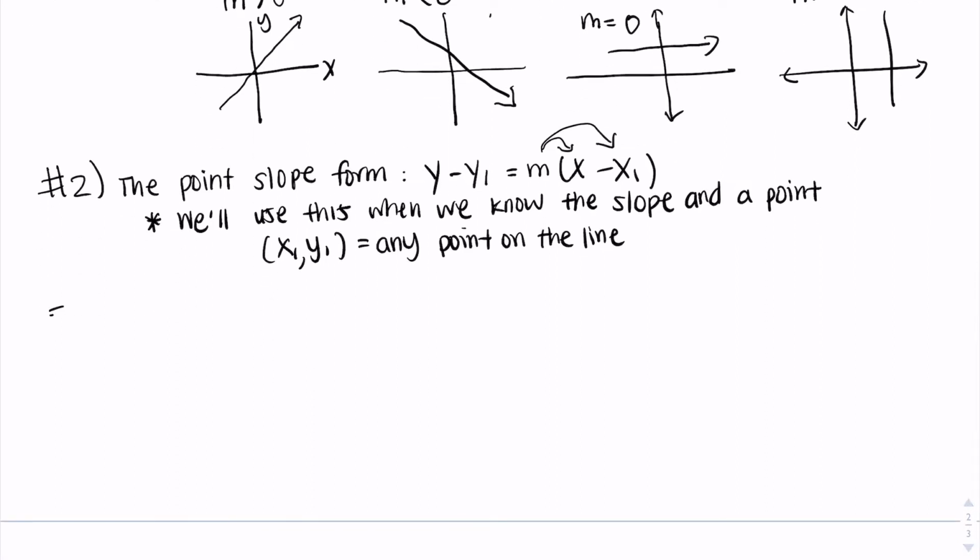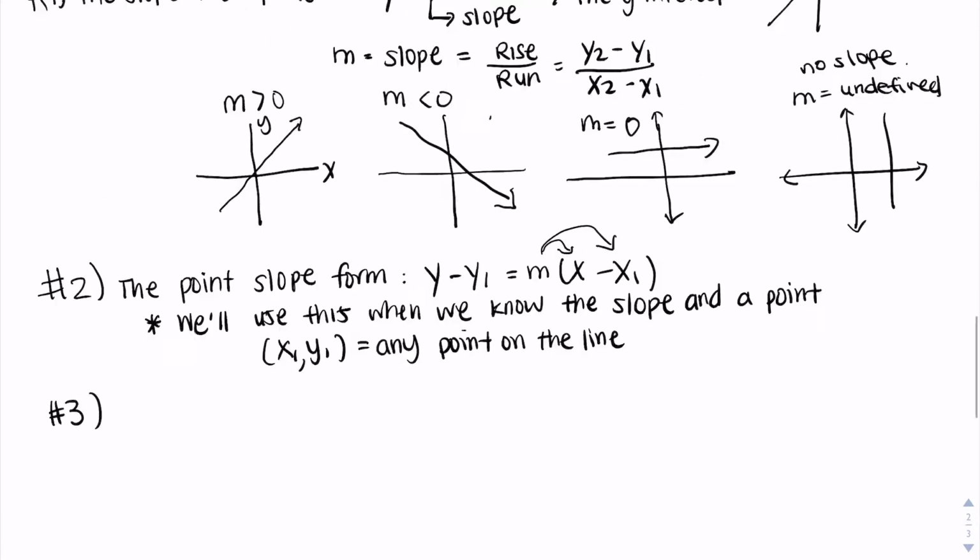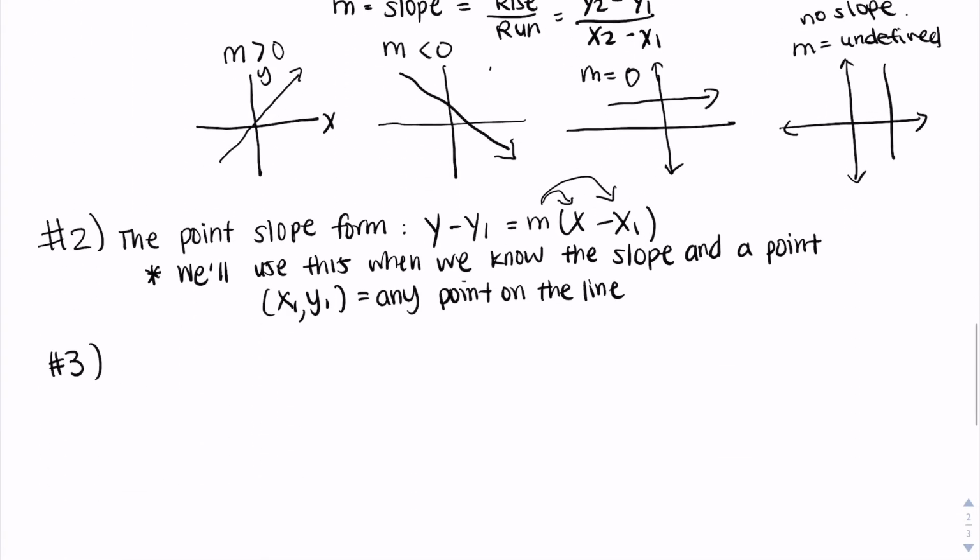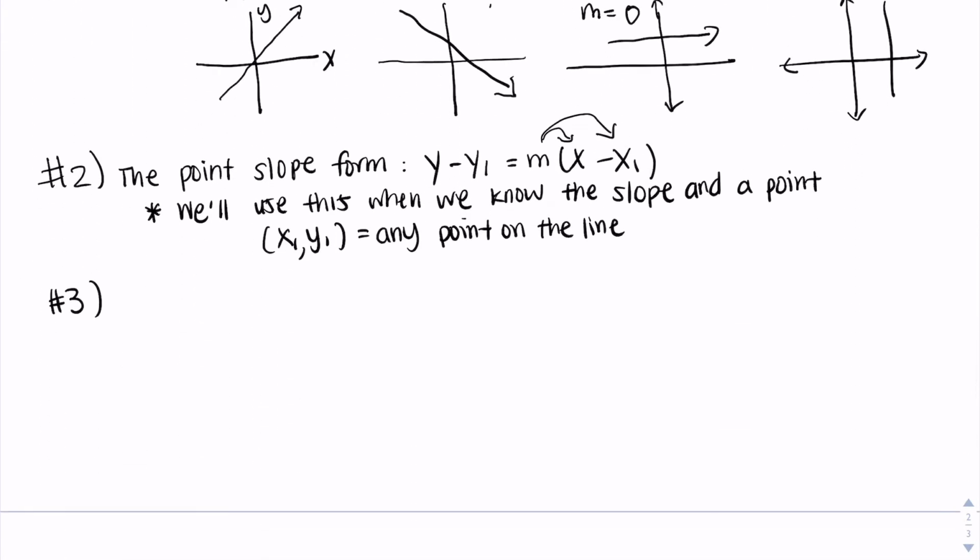So the third way of representing lines is the standard form of a line, which is the general form, the standard form of a line, which is ax + by = c.